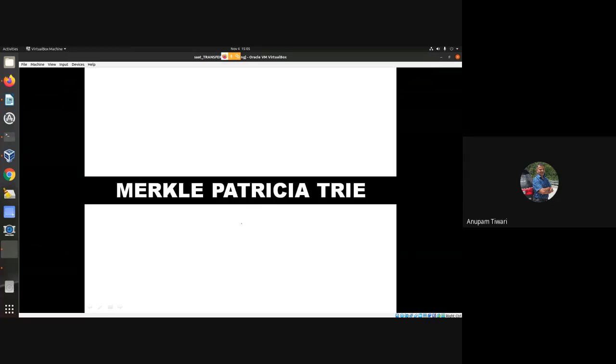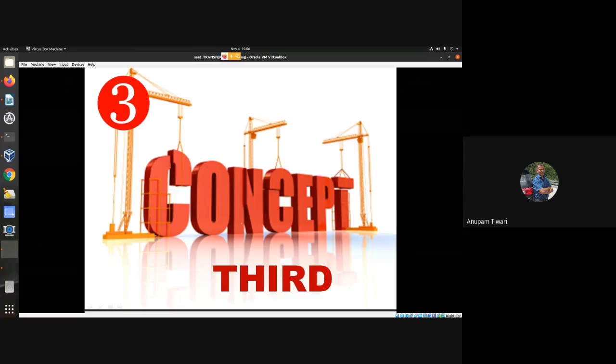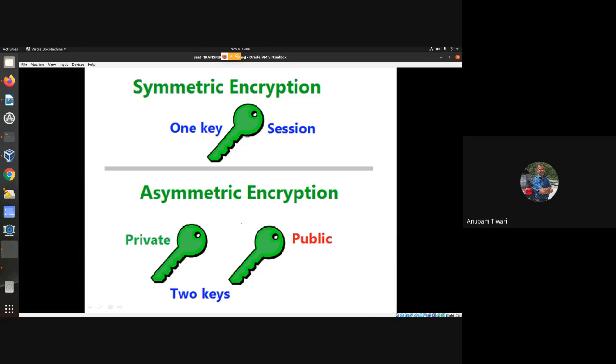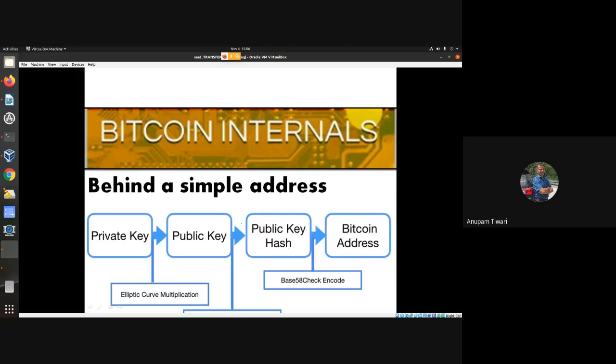We'll go back here. Now we have seen the Merkle tree, we have seen Patricia trees. Now Ethereum uses Merkle Patricia trees. They basically combine these two technologies, the indexing and the hash part. So we get clear with the trees part. Now we come to symmetric and asymmetric encryption, which is relatively easy, not much time on this. Yes, the interesting part: Bitcoin internals behind a simple address.